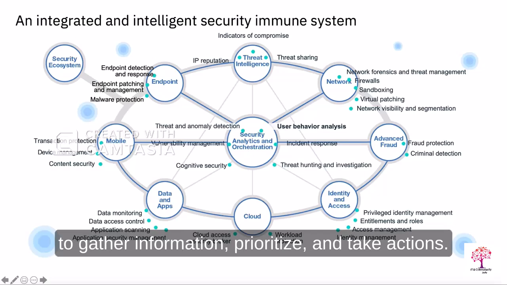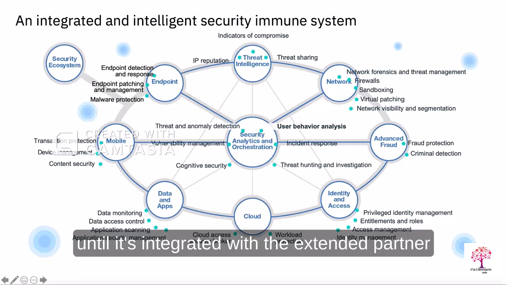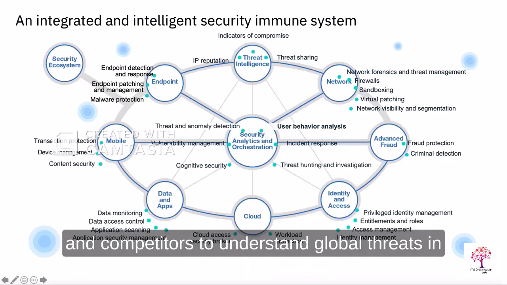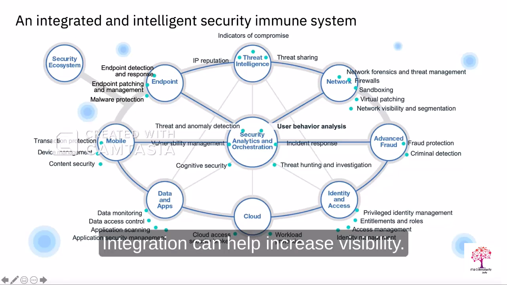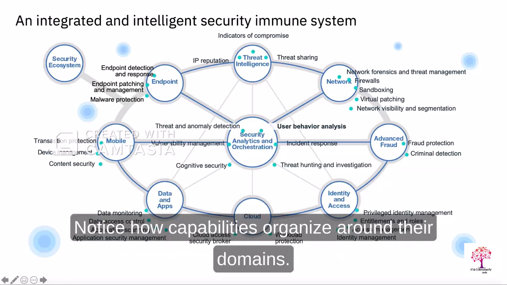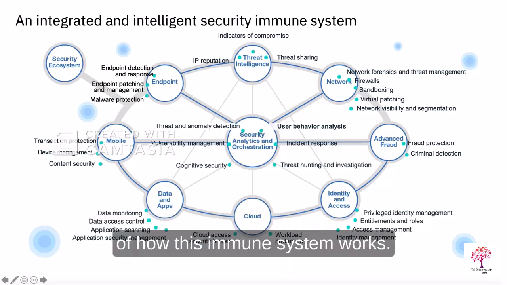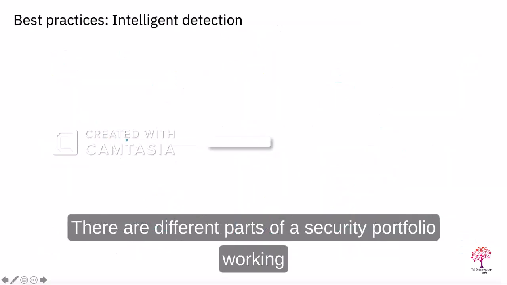The system is really not fully integrated until it's integrated with the extended partner ecosystem. Integration that enables collaboration across companies and competitors to understand global threats in data and adapt to new threats. Integration can help increase visibility. Notice how capabilities organize around their domains. You will start to get an idea of how this immune system works. There are different parts of a security portfolio working as one.